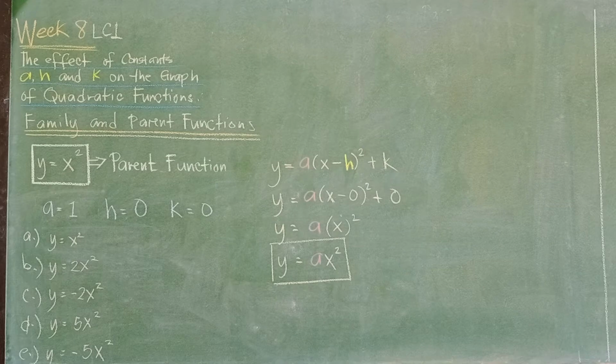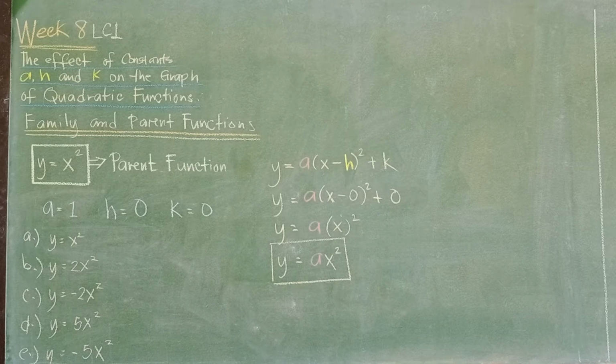So doon sa module natin, meron na tayong value para sa a for letters a, b, c, d, and e. So doon sa letter a, yung value ng a natin dito is just 1. Kung hindi nakalagay, kung hindi naka-indicate yung number, ibig sabihin that is 1. Ino-omit na lang pag 1. Sa letter b, yung value ng a natin is positive 2. Sa c, yung value ng a natin is binabaan, ginawang negative 2. Sa d, yung value ng a natin is positive 5. And then sa e, yung value ng a natin is negative 5. So, you have 1, 2, negative 2, 5, negative 5. So, yung mga values ng a natin.